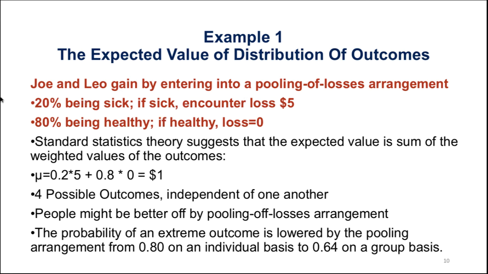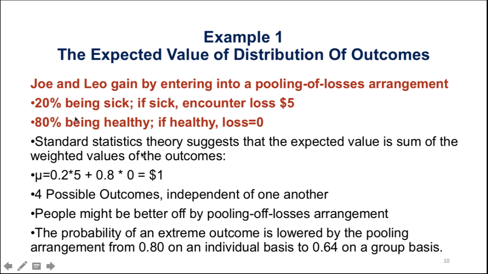For simplicity, we assume there are two people and they have the same probability of sickness, although independent of each other. So we assume that both Liu and Joe have a probability of becoming sick of 20%, and if they become sick, each of them loses $5 or $5,000 or $50,000, it doesn't matter. For simplicity, we assume $5. And if being healthy, with 80% probability, they lose 0.